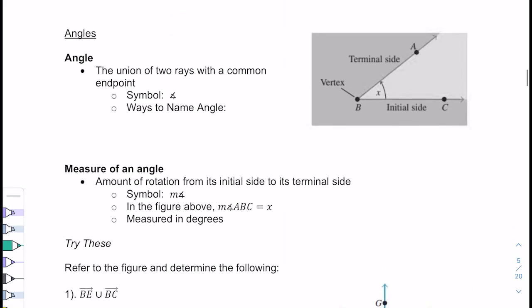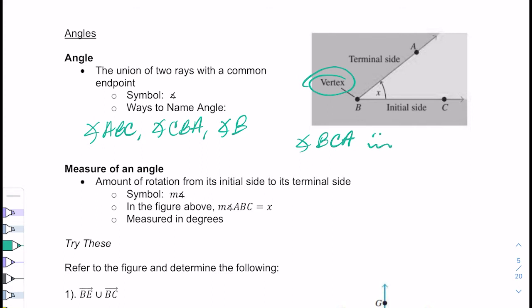Next, we're going to talk about angles. So an angle is the union of 2 rays with a common endpoint. We call that common endpoint the vertex. So there's a few ways to name this angle. You can call it angle ABC. By the way, that's the symbol for angle. You could call it angle CBA. You could even just call it angle B. But what you can't do is call it angle BCA. Okay, that's a no-no. And the reason is because the vertex, the common endpoint, has to be in the middle.